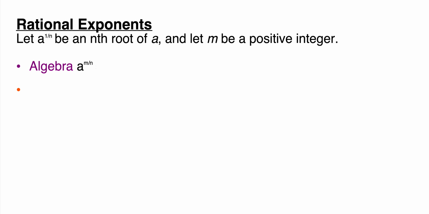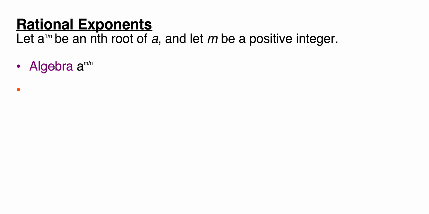All right, so here we go. It's another core concept: rational exponents. We're going to see about changing their form just to make them easier to solve. So this one says, let a to the power of 1 over n, and remember, n is the index, be an nth root of a. And let m, some other number, be a positive integer.